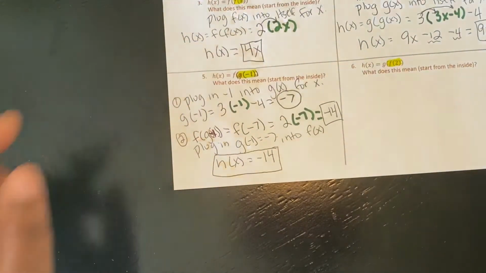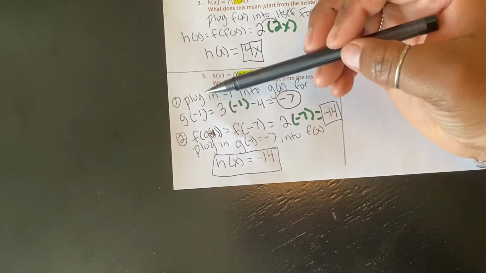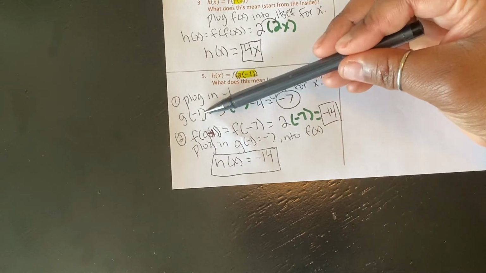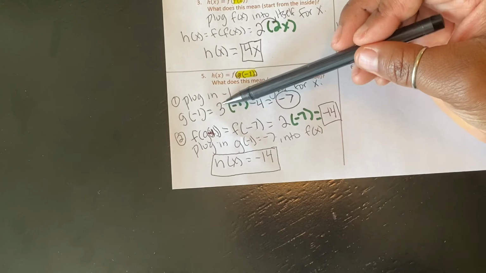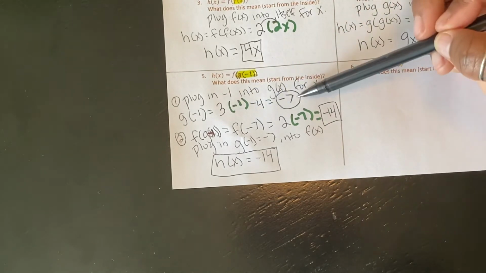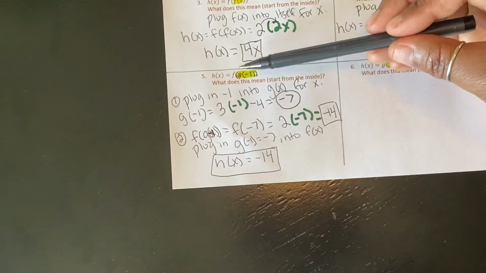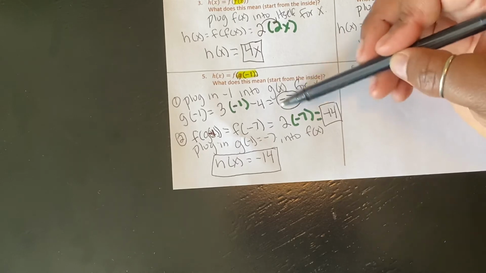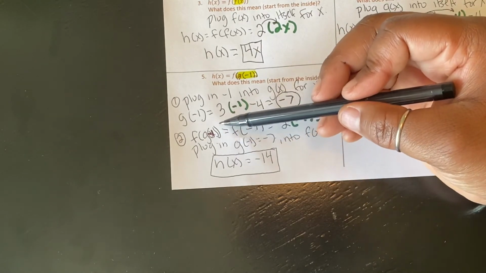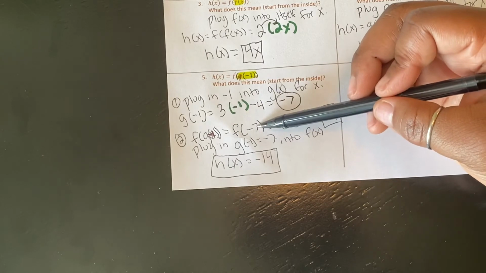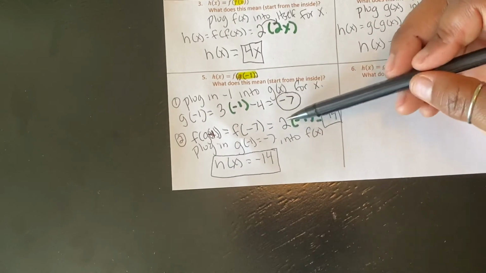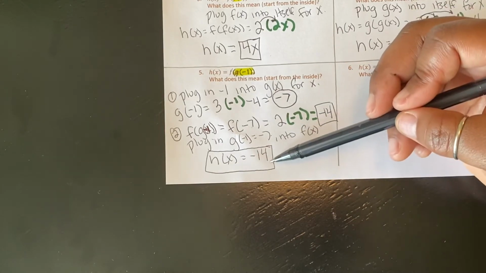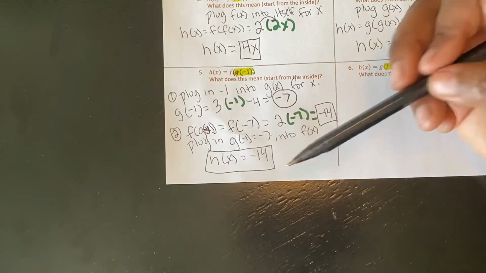Okay. All right. I'm going to rewrite this again. So first thing we did was we found g of negative 1. So we plugged in negative 1 to g of x. So g of negative 1 was 3 times negative 1 minus 4, which is negative 7. Now, because we're trying to find the composite function f of g of negative 1, we're going to take g of negative 1, which is negative 7, and we're going to plug it into f of x. Okay, so it becomes f of negative 7. So we plugged in negative 7 to f of x, which is 2 times negative 7, which is negative 14. Therefore, our composite function here is h of x equals negative 14.